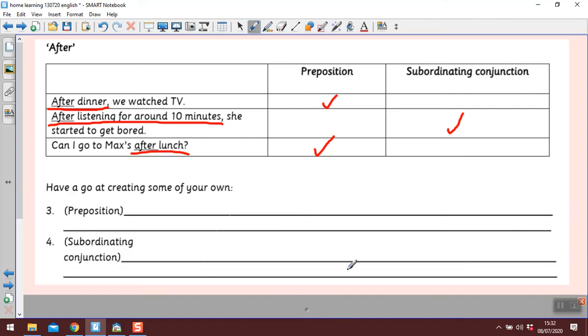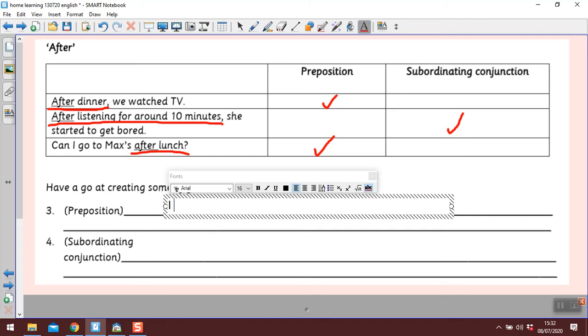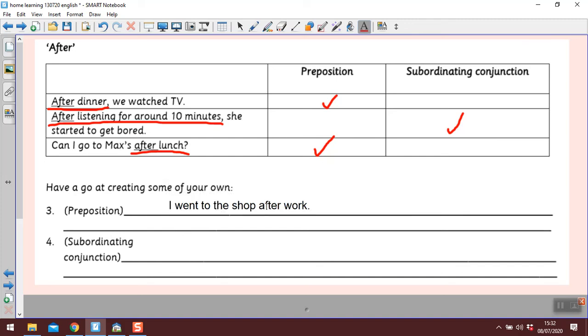Can you now write me a sentence where after has been used as a preposition and as a subordinating conjunction? Do not forget your punctuation. Okay, so you could have after at the start of a sentence or in the middle of the sentence. I went to the shop after work. So we find the word after, and then after that, we've got the word work. That doesn't contain a verb, therefore it's a preposition.